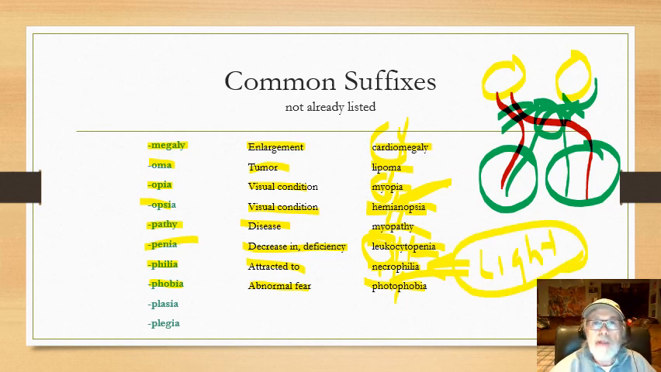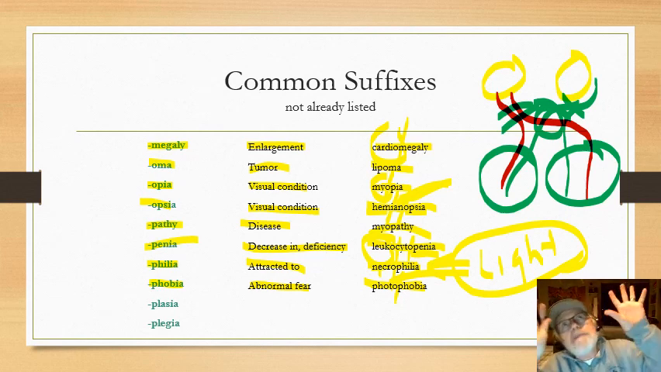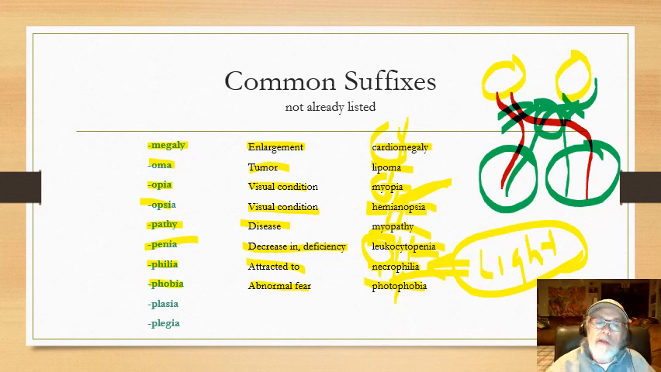Okay. If you have migraines, where do you want to be? You want to be in a dark room. Why? Because the light bothers you. And that's called photophobia. It's not really an abnormal fear; it means the light bothers you. So phobia is an abnormal fear or an abnormal sensation. That's what phobia would be.